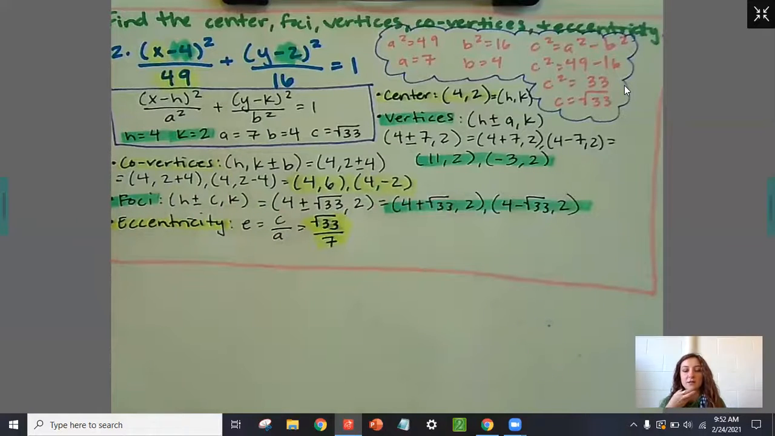Okay, stay tuned for my next video. I'm going to be showing you how you can check the features of your ellipse by typing it into Desmos.